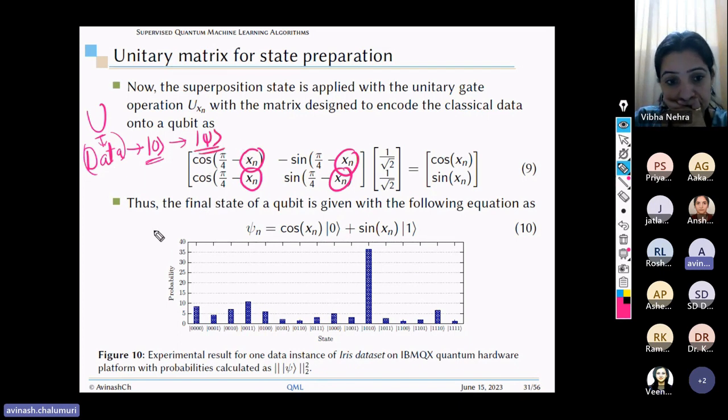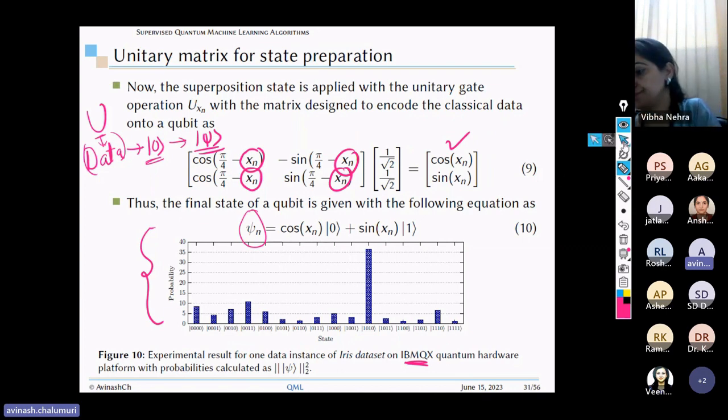And this is the output from the original IBM Quantum Experience hardware that we tried to test this particular encoding scheme. It is working absolutely perfectly on this computer.